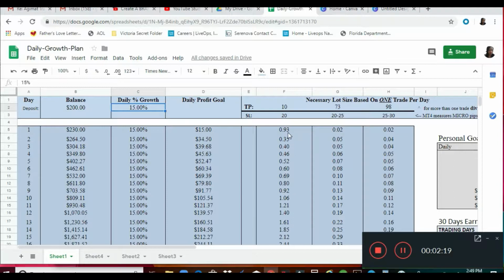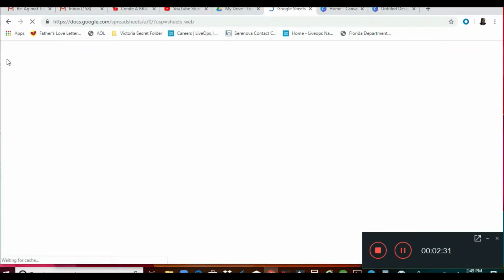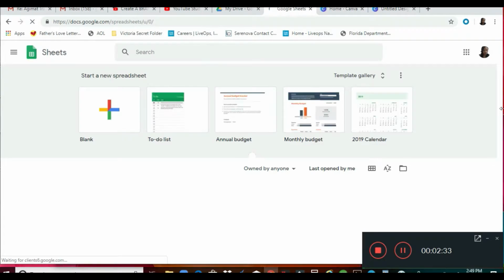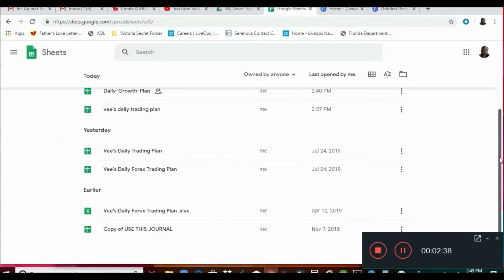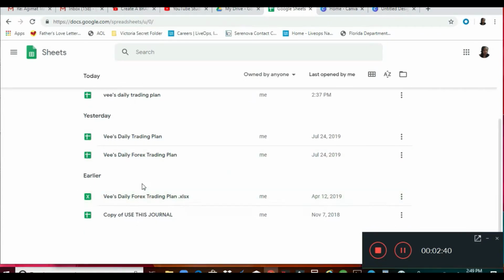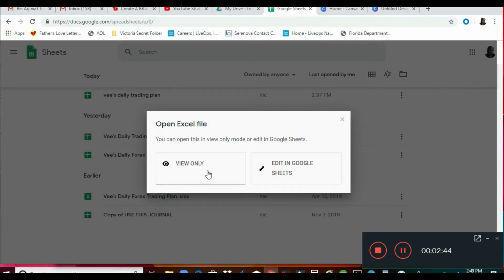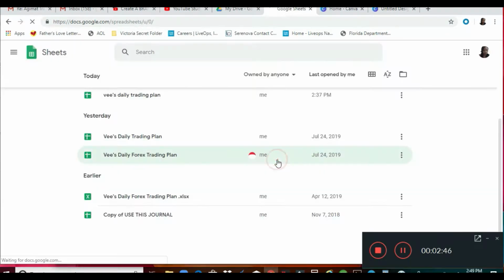But hold on, something isn't right with this one. This is not the right lot size. It's supposed to be way less than that. Let me go back, guys, because I did modify some growth plans. That's why we're sitting here. Let me go ahead and modify and pull up a plan that has been here.